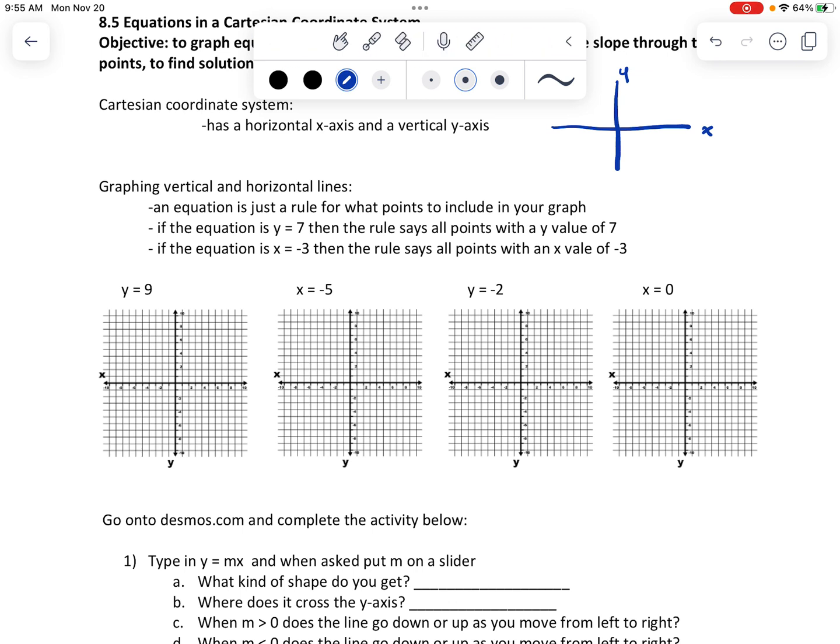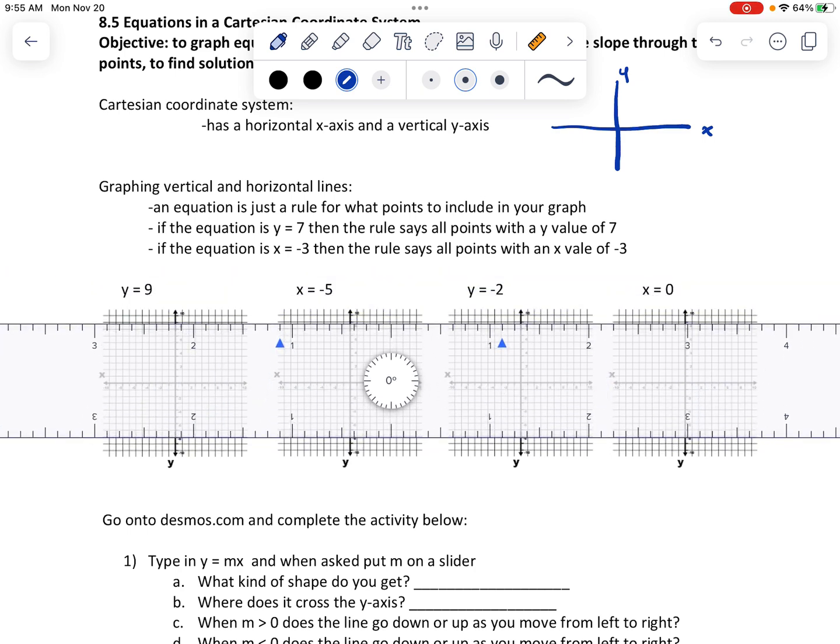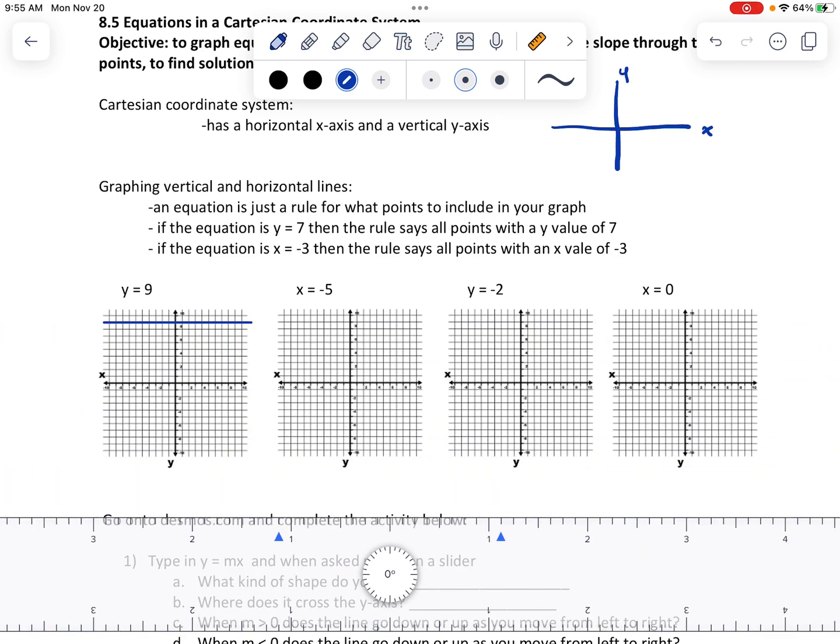I'm going to get out a ruler here so I'm neat. So I am going to graph a horizontal line where all the y values are 9. So I might have these points: 1, 9; 4, 9; 9, 9; negative 5, 9. All the y values are 9.